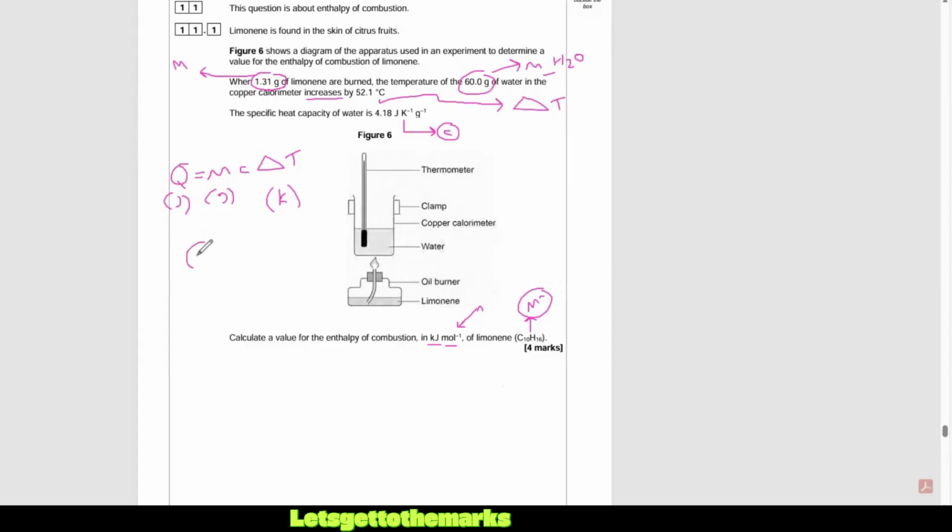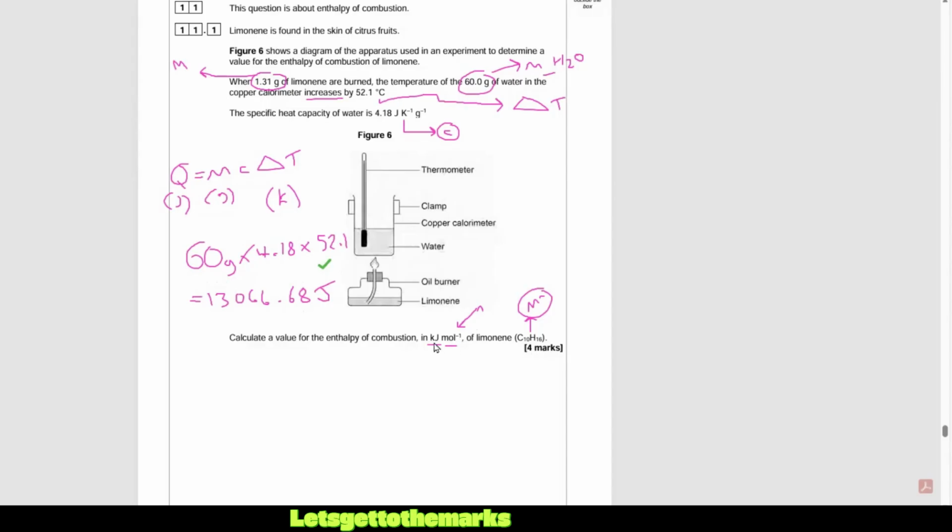So we're going to go 60 grams, times that by 4.18, and times that by the temperature rise, and that is 52.1. Smash that in your calculator: 60 times 4.18 times 52.1. We are going to get 13,066.68, and that is joules. Now, that is Q. So we should pick up 1, possibly 2 marks for that out of the 4.